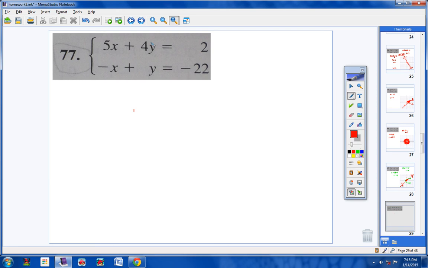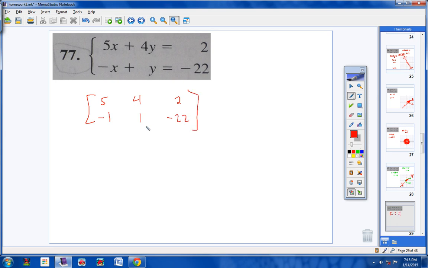And number 77. The directions say to solve using the elimination and then back substitution. So we're going to use matrices. Here we go. We're going to put 5, 4, 2, negative 1, 1, negative 22.